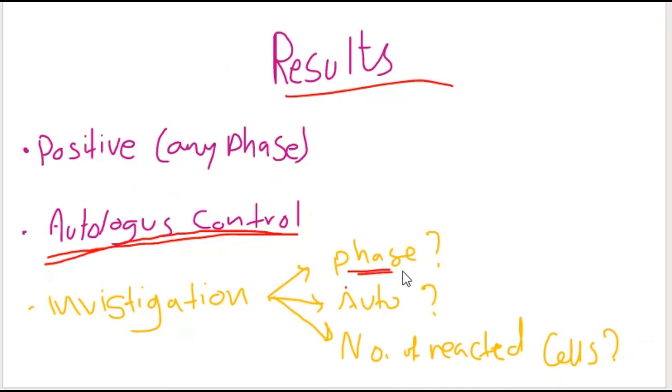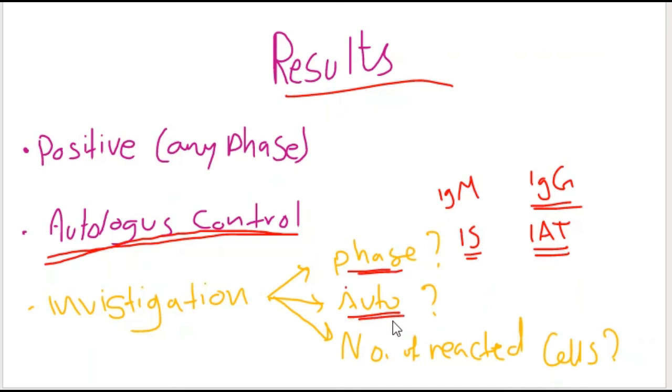So, in which phase was the reactivity? Is it an immediate spin? If it's at this phase, that means it's from IgM, because as we said, it can cause direct agglutination without the need for incubation time and enhancement media. If it's at the indirect antiglobulin test, that means it's from IgG type. Because IgG will not react at immediate spin, it needs enhancement media and also incubation time. So the phase will help us determine the class of the antibody.